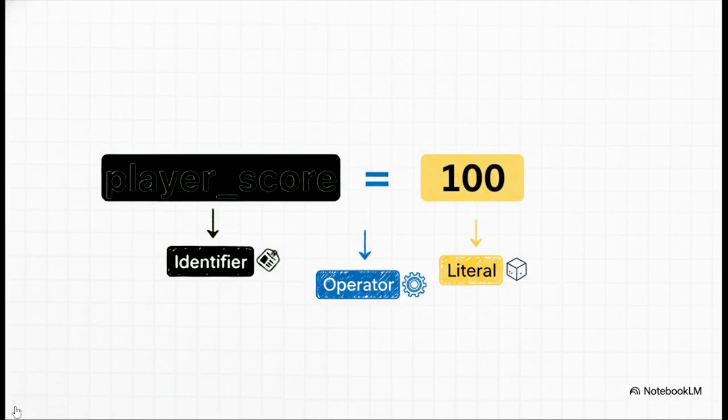player_score is an identifier. That's a name we chose. The equal sign is an operator. It's performing the action of assignment. And 100 is an integer literal, the raw data we're working with. And this is why it matters. When you get a syntax error, it's often the computer telling you it couldn't understand your tokens. It couldn't turn your code into a valid sentence.